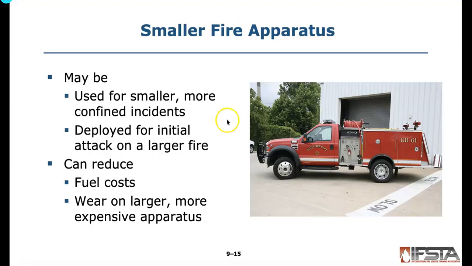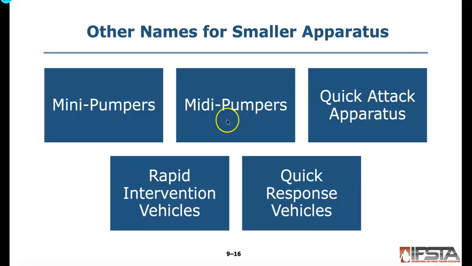They are coming out with what they call fast response vehicles or rapid response vehicles, and they're smaller units like you see in the picture here. It actually allows for additional staffing so that you can minimize or distribute some of the call volume. These may be used for smaller or more confined incidents, or deployed for initial attack on a larger fire. They can reduce fuel costs and wear, and reduce the cost on our larger Type 1 apparatus, our more expensive apparatus.